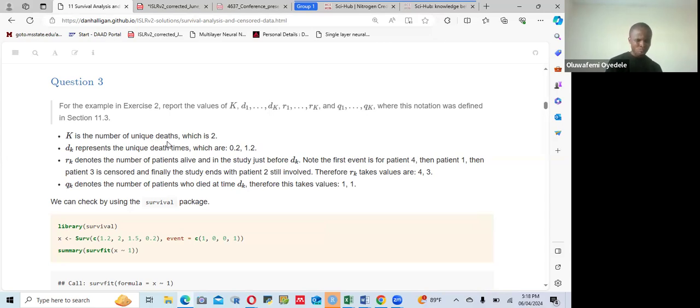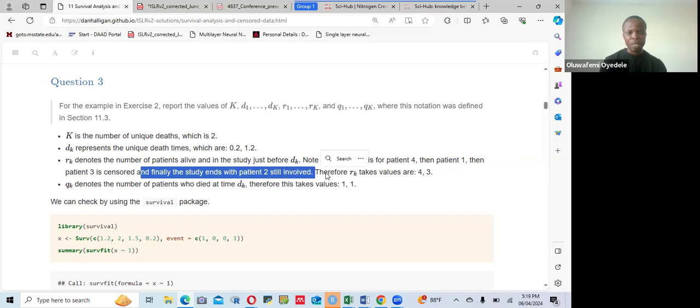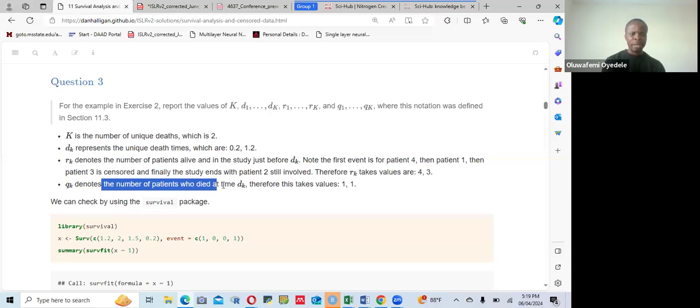Then we have DK, which represents the unique death times, which are 0.2 and 1 year and 2 months, okay? We also have RK, which denotes the number of patients alive and in the study just before DK. Note the first event is for patient four, then patient one, and then patient three is censored. Finally, the study ends with patient two still involved. Therefore, RK takes the values 4 and 3, while QK denotes the number of patients who died at time DK, therefore it takes the values 1 and 1.